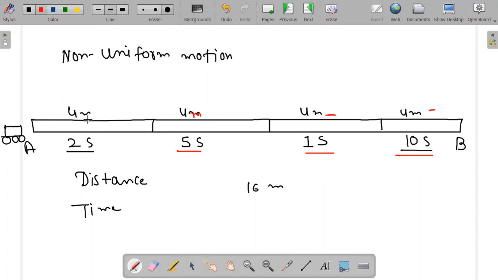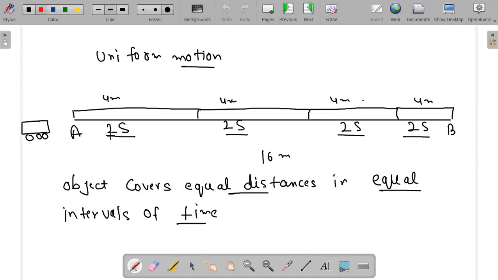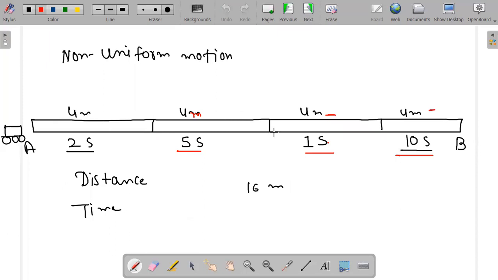Either it is having the same distance, but the time interval is different: 2 seconds, 5 seconds, 1 second, 10 seconds. Here you can see that every section he covered 4 meter in 2 seconds, but here you can see that every section he covered in a different time period. So it is known as non-uniform motion.